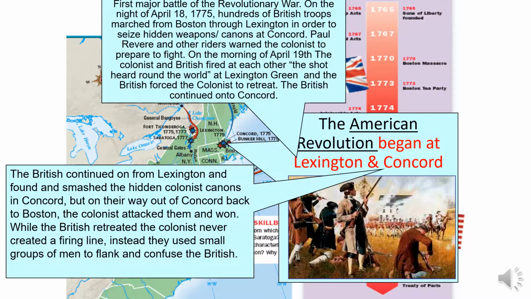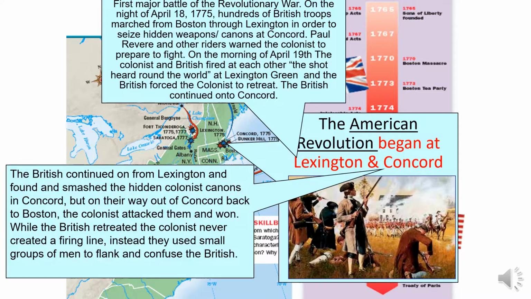All right, from there, the colonists are going to lose. They're going to have to fall back, but they fall back to Lexington and all along the way there. And so the British are going to continue to Lexington to try to find and smash those cannons and the guns.